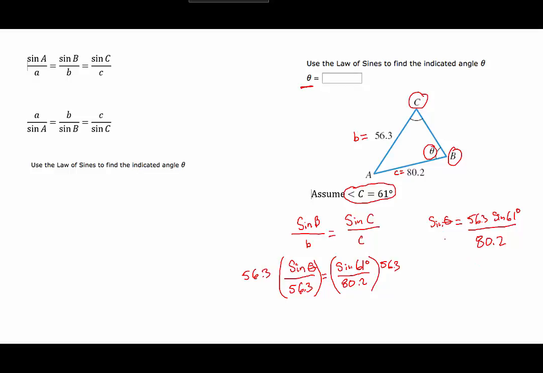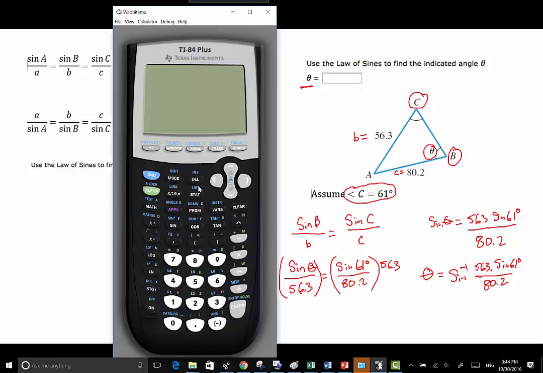Now we want theta, not the sine of theta. So we will find the inverse then, or the arcsine, in order to get theta by itself. We have the sine of an angle equal to a ratio. So we'll find the inverse sine, or the arcsine, of the ratio, 56.3 sine 61 degrees over 80.2, and that will give us theta.